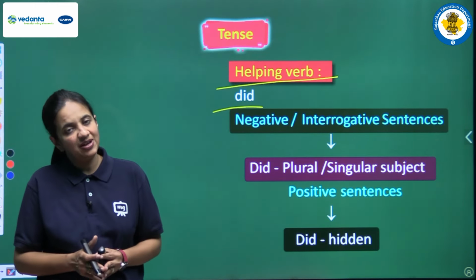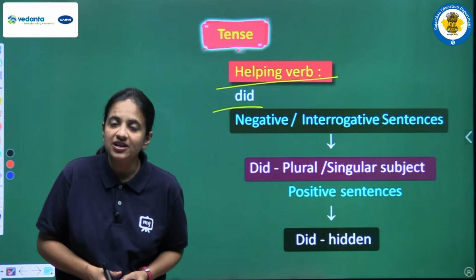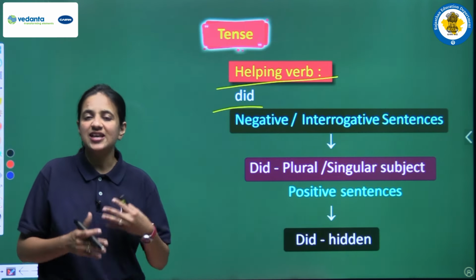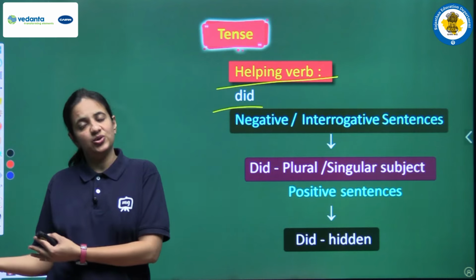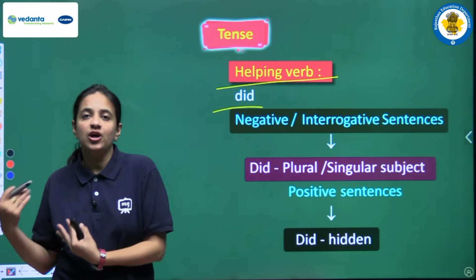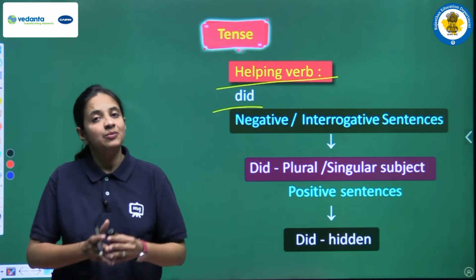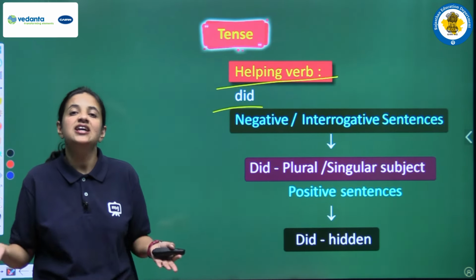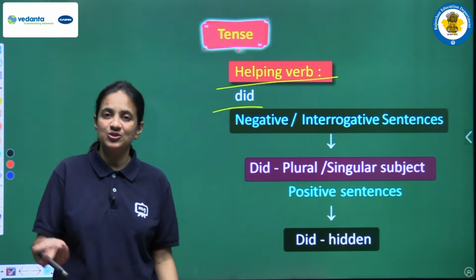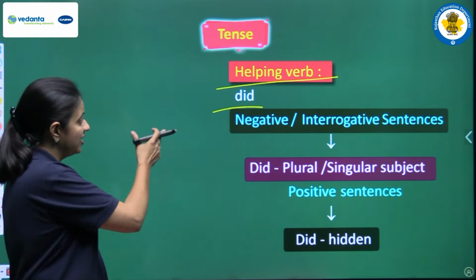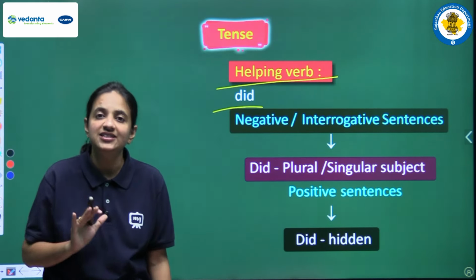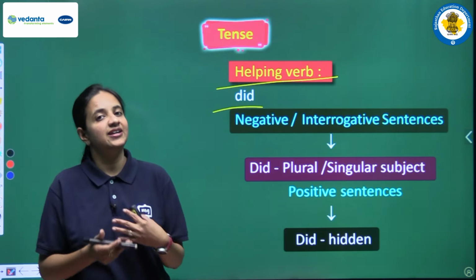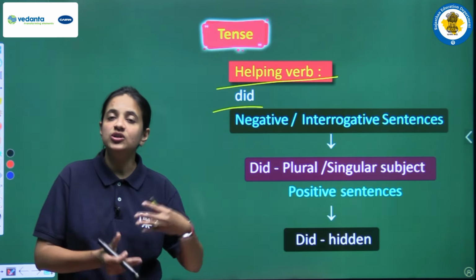You know, before this we studied some tenses when we were having more than one helping verb. So in that case we use those helping verbs according to the subject, whether the subject is a singular one or a plural one. But when we are having only one helping verb, then definitely there is no difference, and for all the subjects we have to use the same helping verb. So one thing is clear here, that for all the subjects, whether singular or plural, we have to use did.